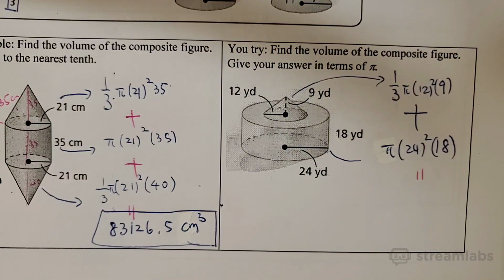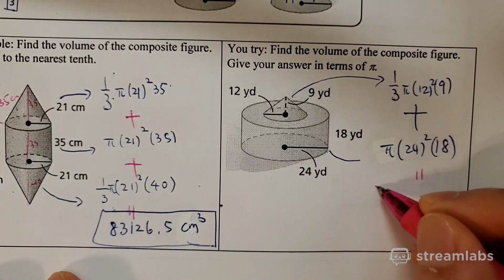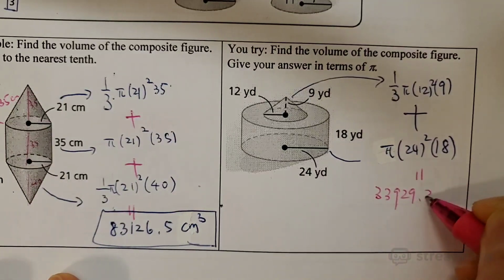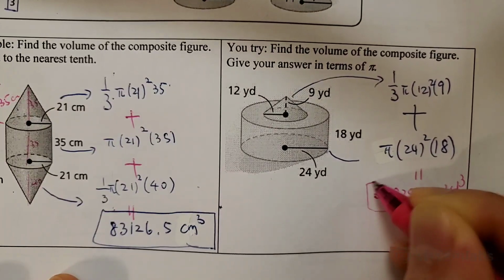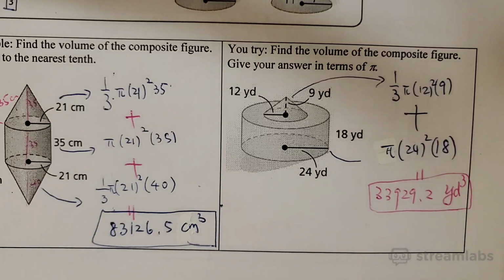Thomas says it's 33929. Do you get similar things? I got the same thing, 33929.2 yards cubed. Okay, we're in yards now.